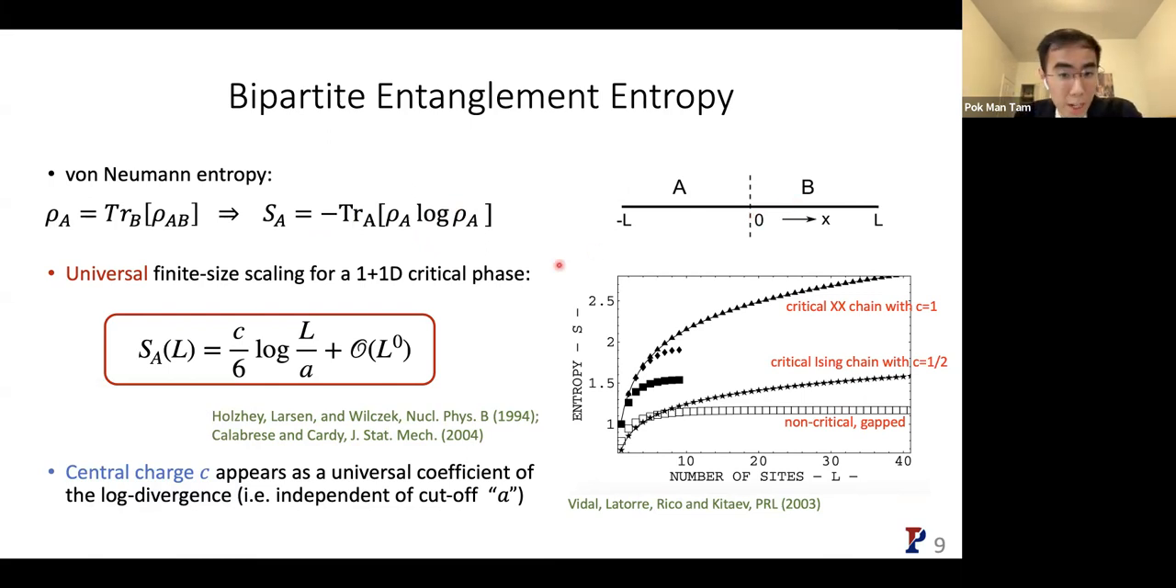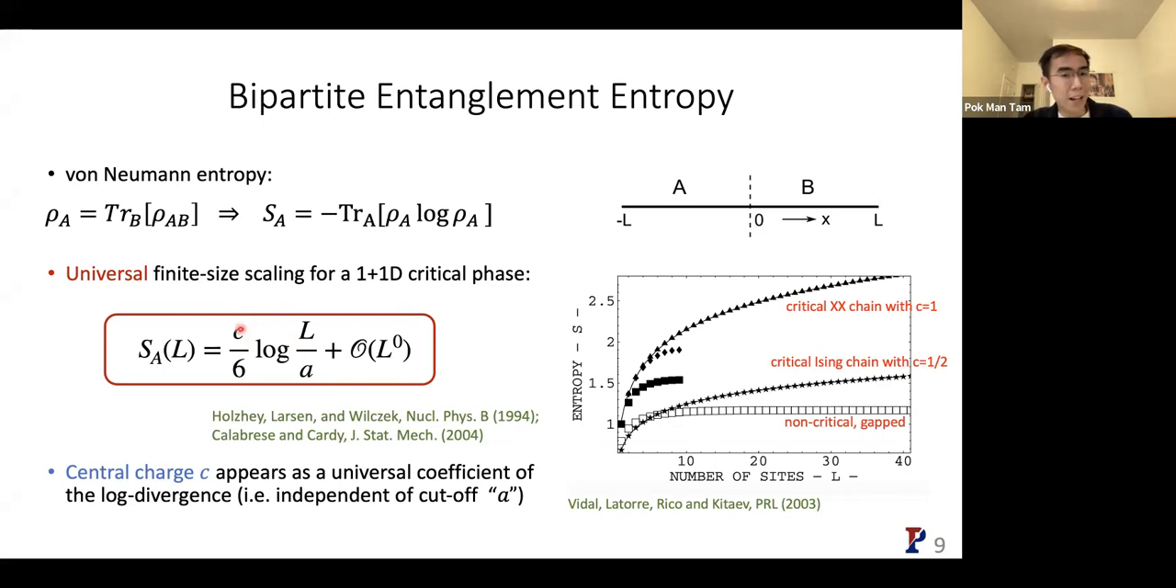What Wilczek and his colleagues found, and later more systematically formulated by Calabrese and Cardy, is a very remarkable result: the entanglement entropy in 1D for a gapless system has a finite-size scaling that takes this form. L is the linear system size of region A, and the entropy grows as log of L. Inside the log you need something dimensionless, so it's L divided by a UV cutoff, little a. The microscopic details only enter in little a, and changing little a is not going to change the coefficient in front of the log.